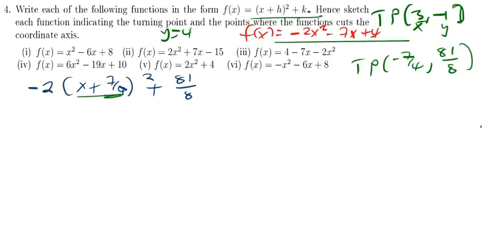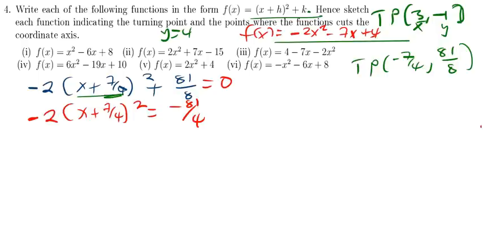After getting the turning point, you have now to find the x-intercept. To find the x-intercept, don't even waste time using the formula method. You are wasting time. From what you have here, equate this equal to 0. Shift this to the other side. So you remain with negative 2 x plus 7 over 4 raised to the power 2 is equal to negative 81 over 8.